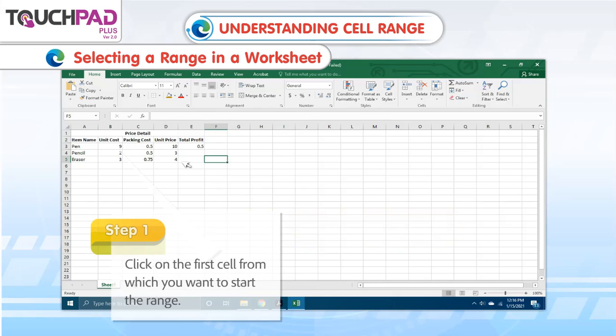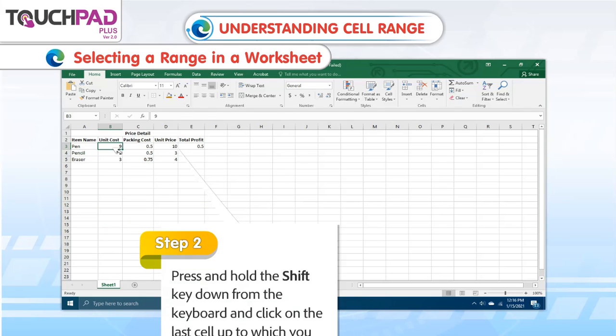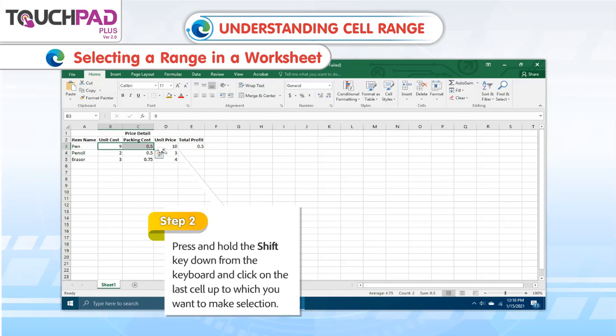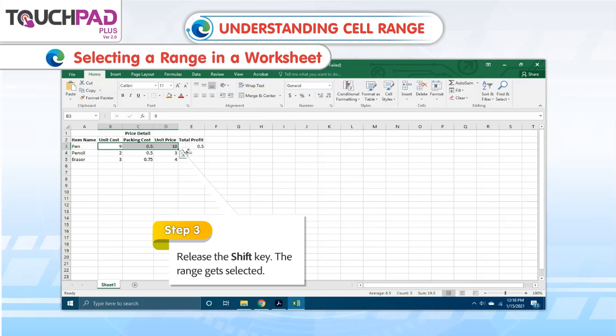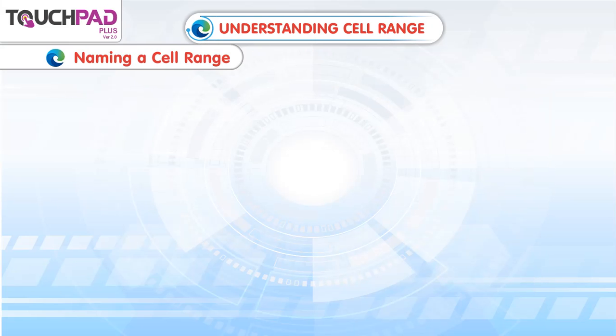By using the Shift key, perform the following steps to select a range. Step 1. Click on the first cell from which you want to start the range. Step 2. Press and hold the Shift key down from the keyboard and click on the last cell up to which you want to make selection. Step 3. Release the Shift key. The range gets selected.